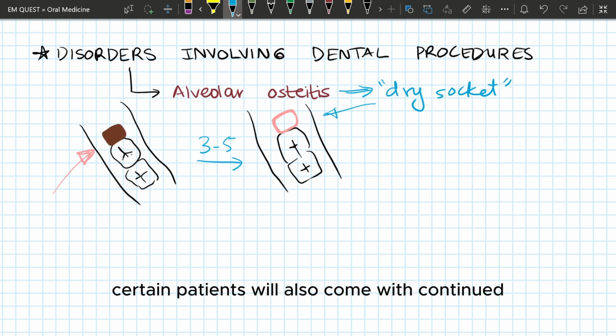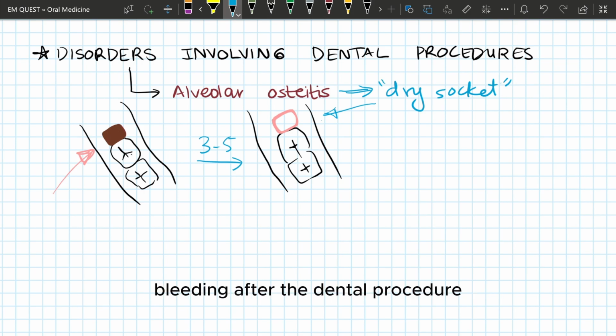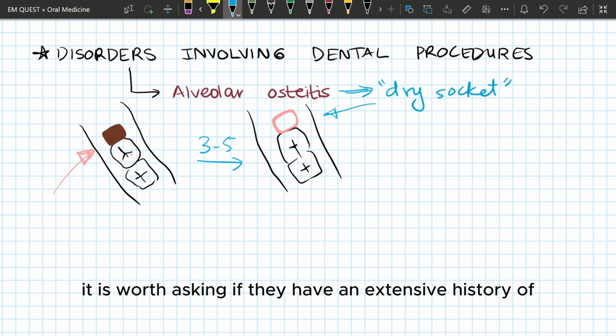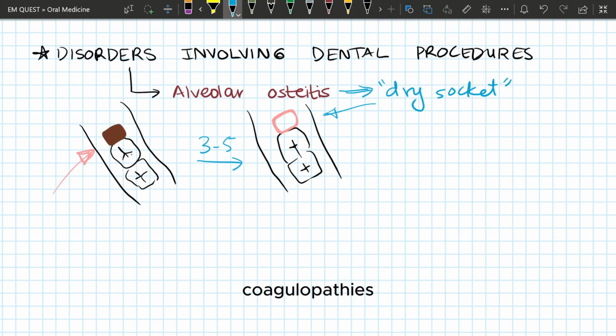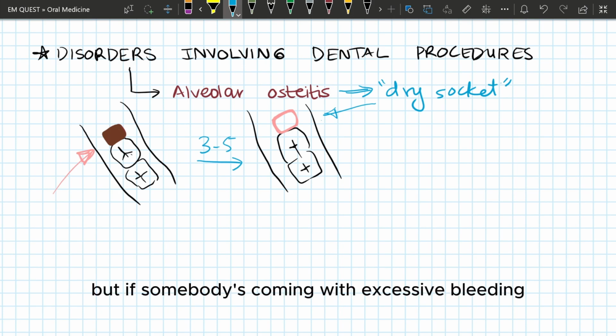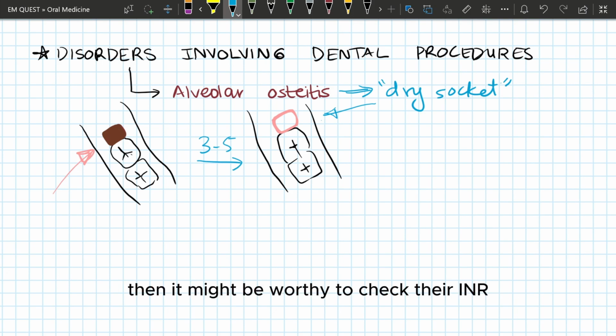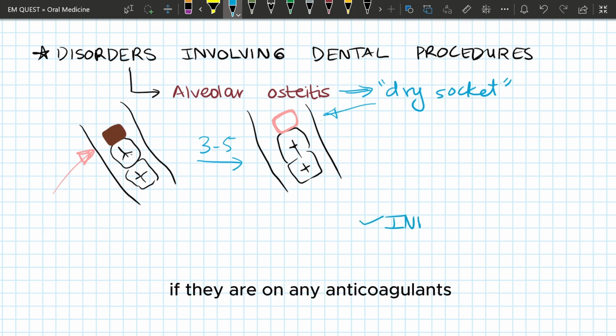Certain patients will also come with continued bleeding after the dental procedure, and in those cases it is worth asking if they have a history of coagulopathies or if they're on any anticoagulants. Diagnostic testing wise, again, there is not much we can do, but if somebody is coming with excessive bleeding, for instance, then it might be worthwhile to check their INR if they are on any anticoagulants.